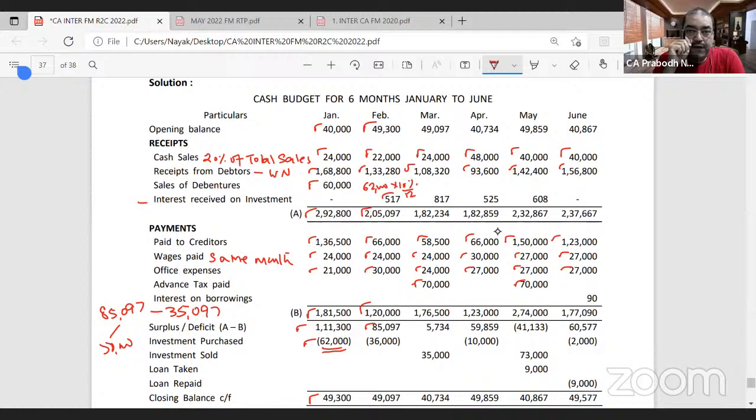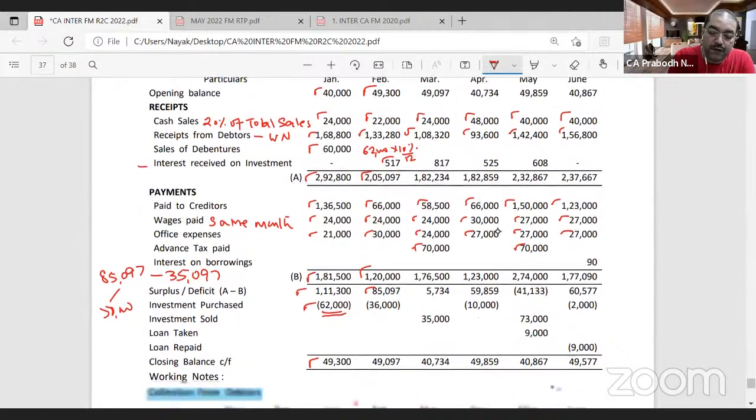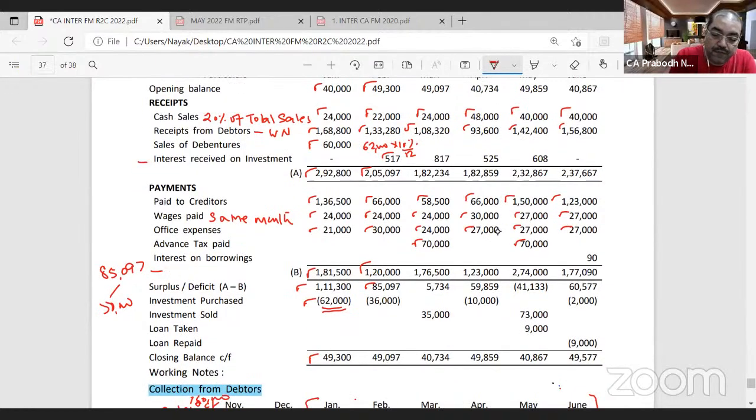But I can't invest 35,097. What will I do? Invest 35,000? No. I will invest 36,000. Always I will invest on the higher side. So here I will invest 36,000. What will this amount be then? 49,097.